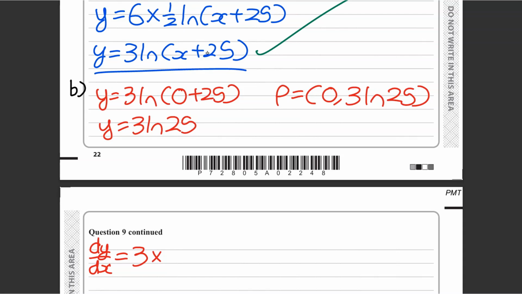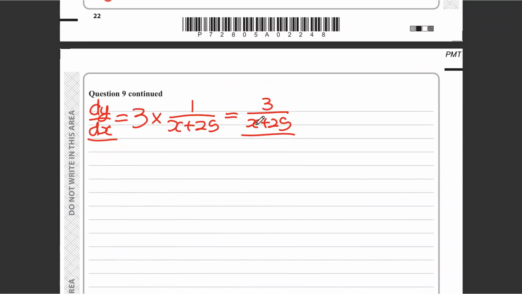So it's going to be 1 over x plus 25 when you differentiate this natural log of x plus 25. Move this 3 into the numerator, so it's going to be 3 over x plus 25. So this is dy over dx, so sub in x is equal to 0, so it's going to be 3 over 0 plus 25, which is equal to 3 over 25.